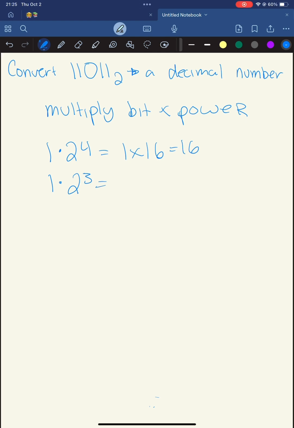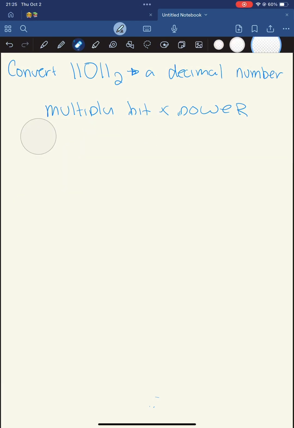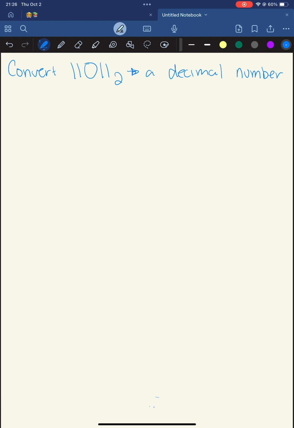So now the next step is going to be multiplying each bit by its place value. Let me erase this real quick. Hold on one second. So we're going to multiply each bit by its place value, like I said. The first number we're going to do is 1 times 2 to the power of 4, which is going to equal 1 times 16, which is going to equal 16. I'm sorry, I didn't draw circles and the little x for the multiplication part. That might be a little bit confusing, and I'm sorry about that.